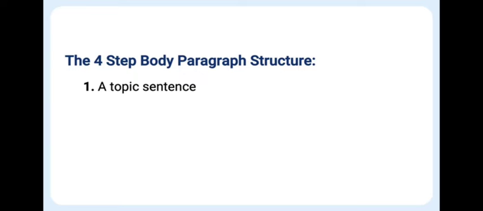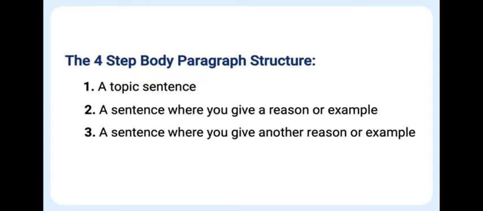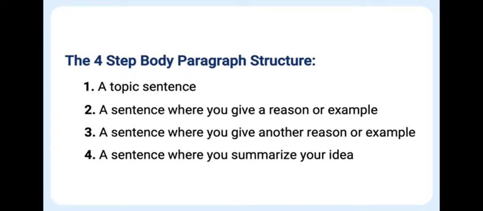First, a topic sentence where you introduce your main idea. Second, a sentence where you give a reason or an example. Third, a sentence where you give another reason or example. And fourth and finally, a sentence where you summarize your idea. This is the broad structure, and you can leave out a reason if you want to, or add 2 examples, it's up to you. Let's go through each part of the body paragraph, sentence by sentence now, so you're 100% clear, and so your body paragraph matches up with your introduction.